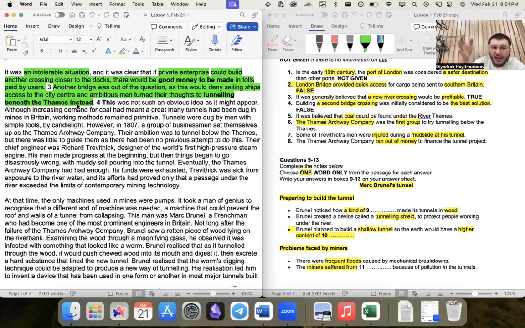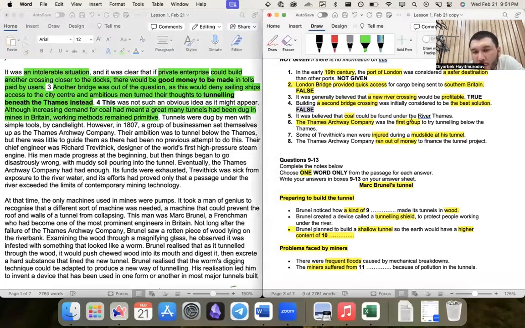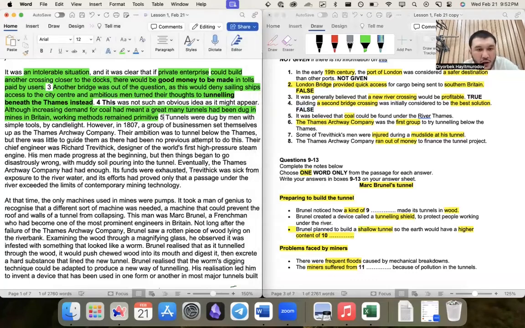Although increasing demand for coal had meant a great many tunnels had been dug. All right. So here it was believed that coal could be found under the River Thames. Did they believe that under the River Thames they could find coal? What do you think the answer is for question number 5, guys?